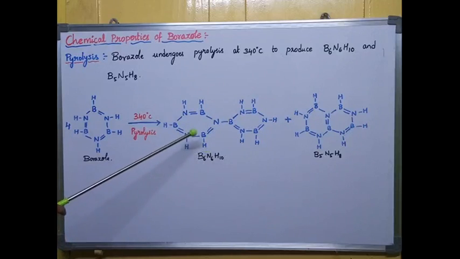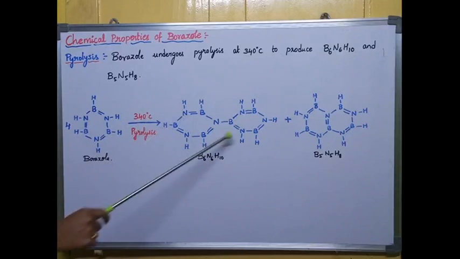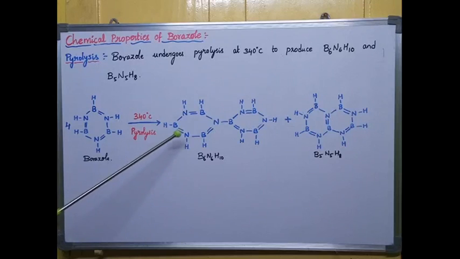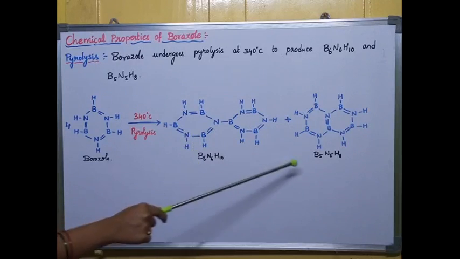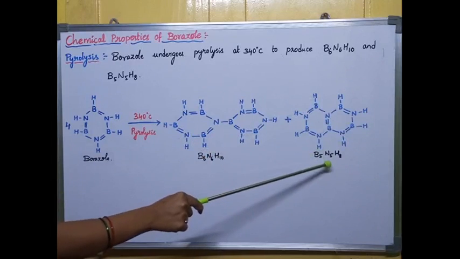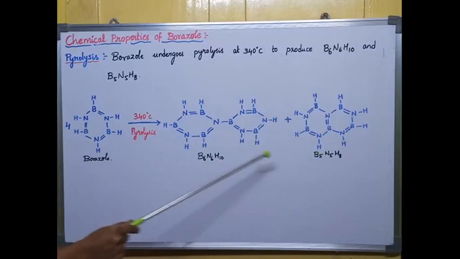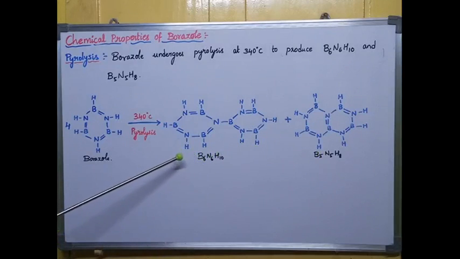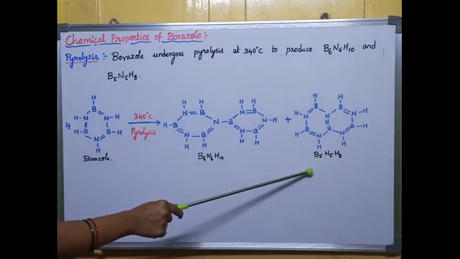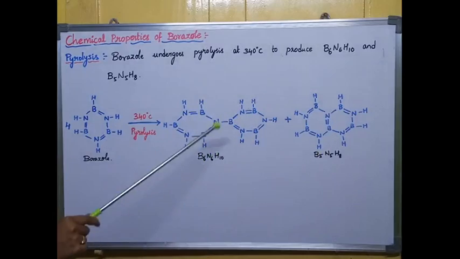Dimer means it is obtained by the combination of two molecules of borazole. So this is obtained from two molecules of borazole combining, and one more product is formed, B5N5H8. This is similar to the biphenyl compound of benzene, and this is similar to naphthalene. Both are dimers formed from borazole. These are the important chemical reactions of borazole. Please practice the reactions, then you can remember them easily. Thank you so much for watching.